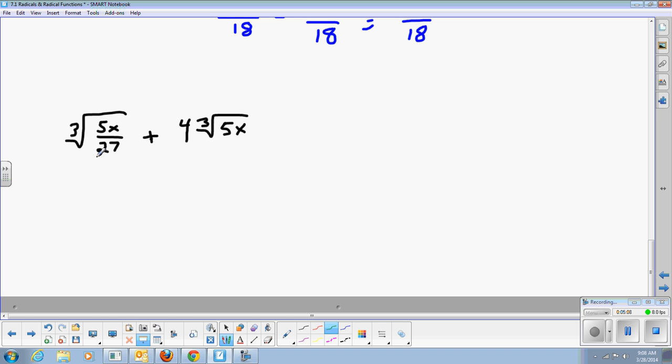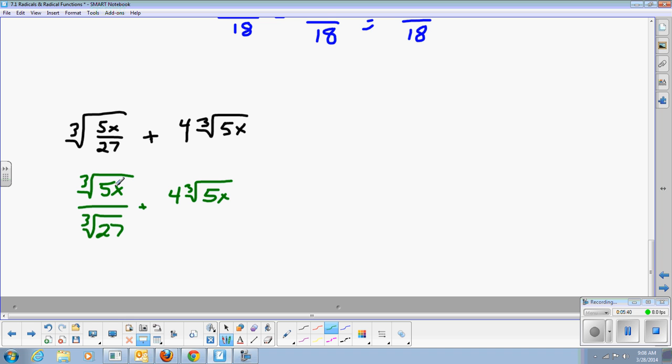So to start with, I will use my quotient rule over here on the left fraction. So I have a cube root of 27. 27 happens to be one of our perfect cubes. So I will then apply the quotient rule here, and I will break that fraction apart as the cube root of 5x over the cube root of 27. And then the other part, plus 4 times the cube root of 5x, I just copy right now. I'm not working with that. So I'm just going to copy that to keep it there.